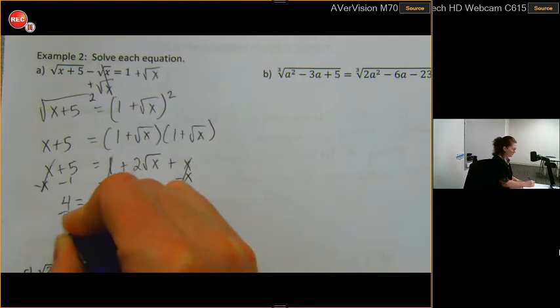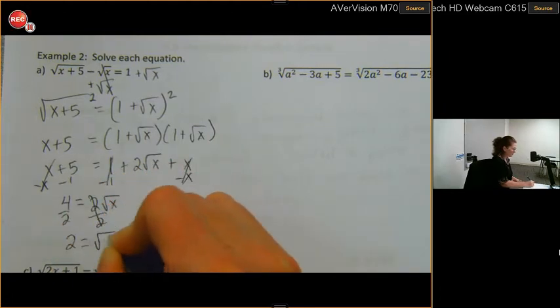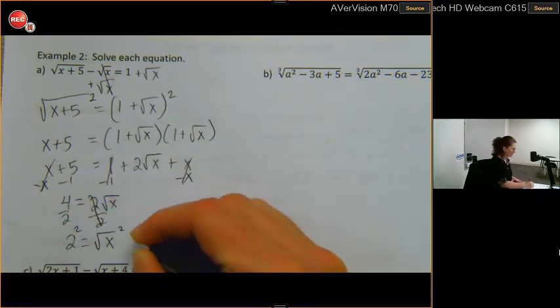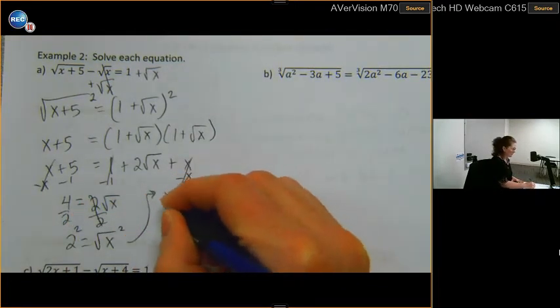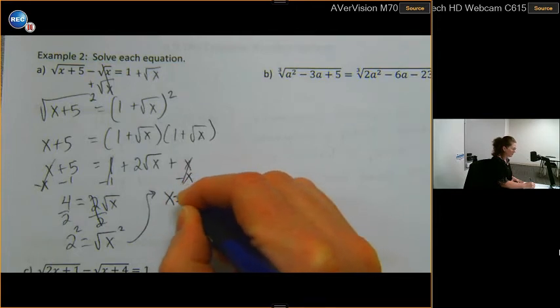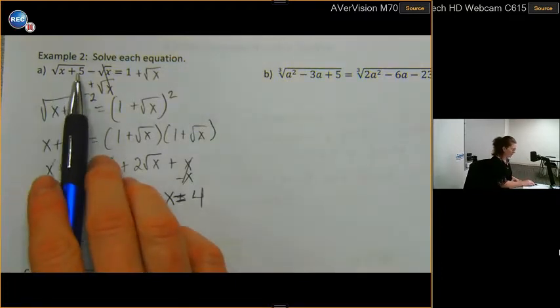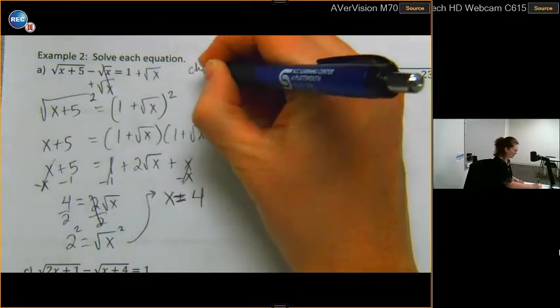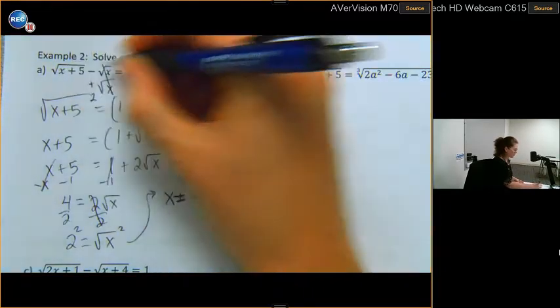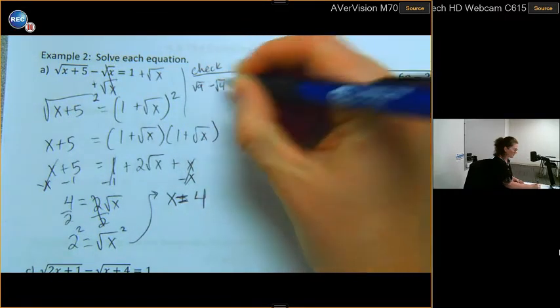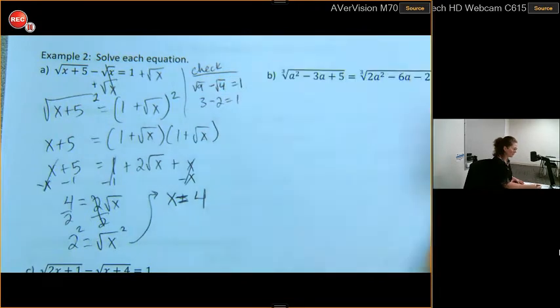Divide by 2. 2 equals the square root of x. Square both sides, and I get x equals 4. Checking that, I'm going to write out my check a little bit here. 4 plus 5 is 9. Square root of 9 is 3, and the square root of 4 is 2. Does 3 minus 2 equal 1? Yes, it does. So my answer is x equals 4.